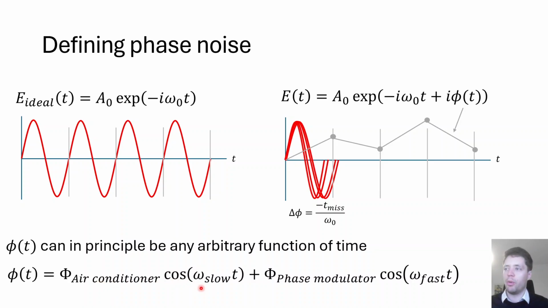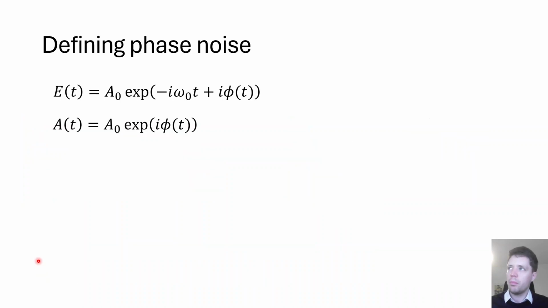So that's also including a really, really slow change in the phase over time. So a lot of different effects could actually take place. But what we want to figure out is how would phi of t actually look if we only look at the inherent properties of a laser.